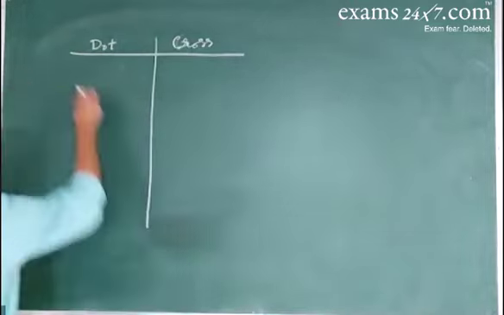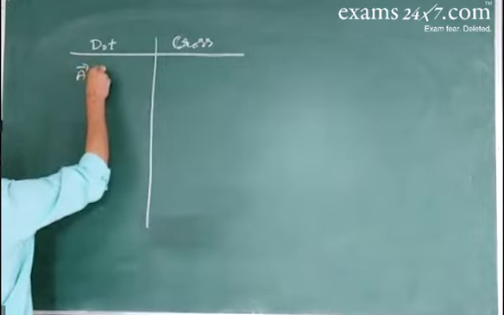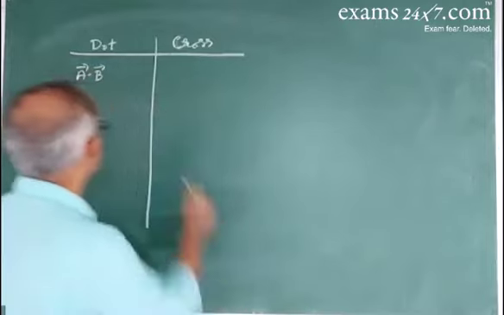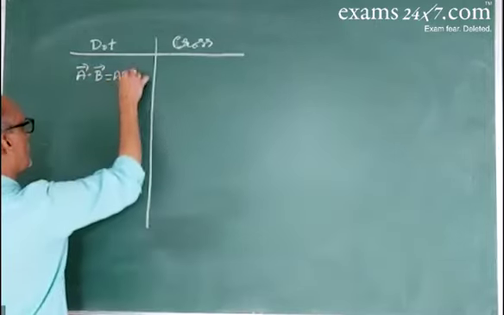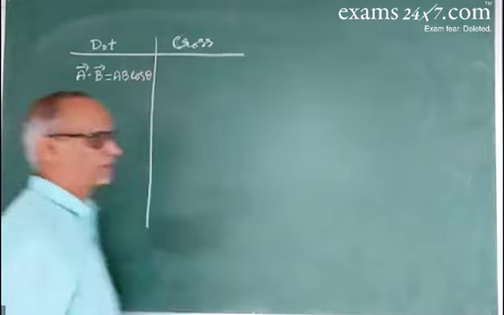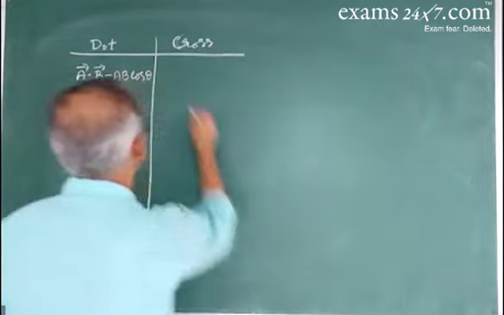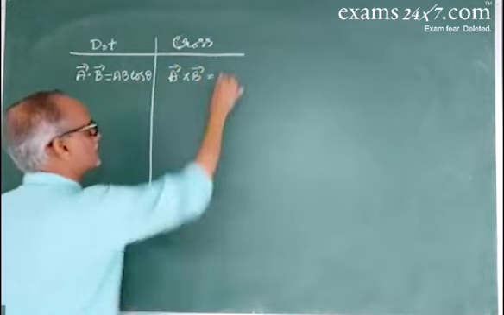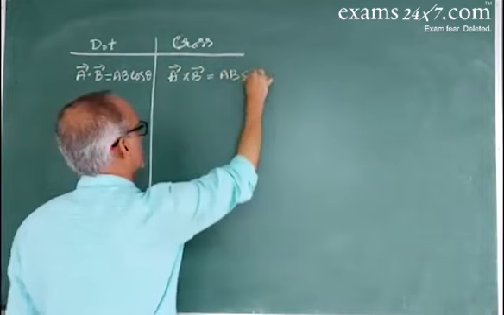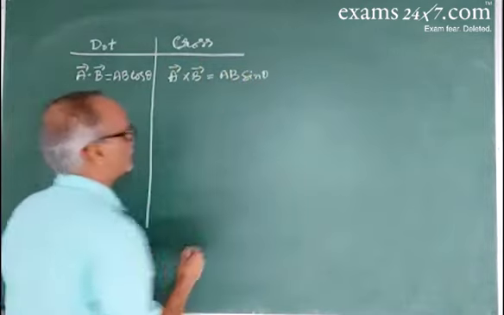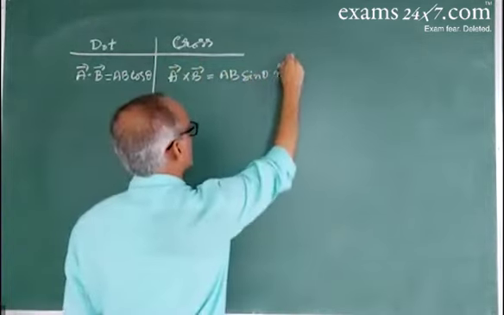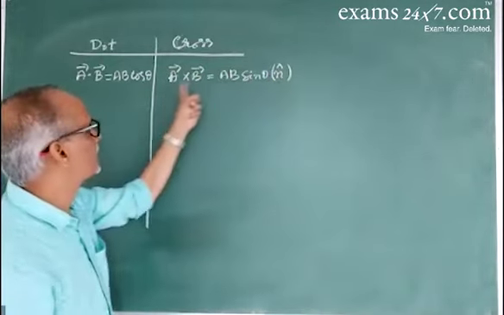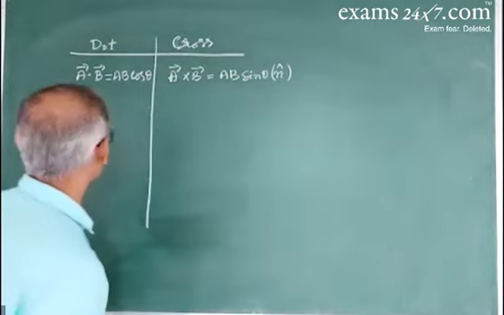So we represent A dot B, that is the dot product of two vectors, as the product of the magnitudes of the vectors and the cosine of the angle between them. Whereas the cross product is defined as the product of the magnitudes of the two vectors and the sine of the angle between them. And since it is a vector, we introduce a unit vector which is perpendicular to the plane of A and B, for A cross B.